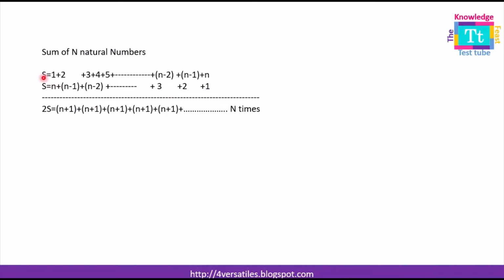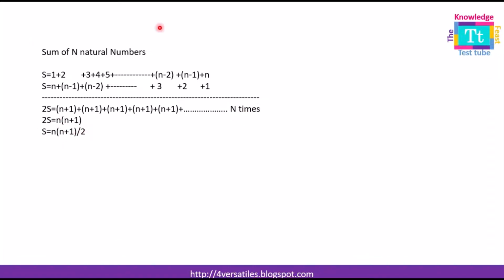So finally S plus S becomes 2S, and n plus 1, n minus 1 plus 2, again n plus 1, n minus 2 plus 3, n plus 1. This continues till how many times? You have n natural numbers, right? This will continue n times. So finally 2S equals n into n plus 1. So the sum of the n natural numbers is n into n plus 1 by 2.